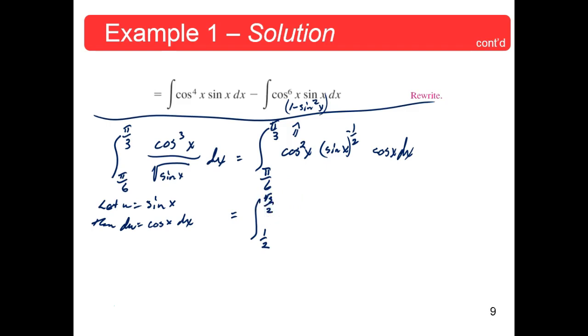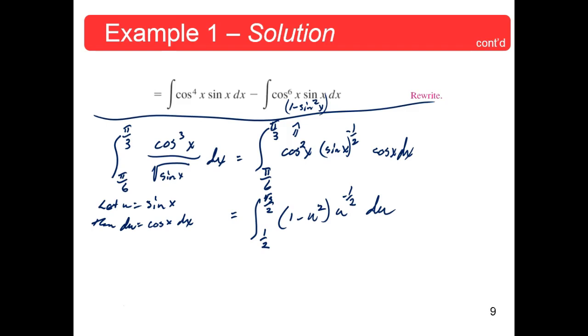Okay. And then the cosine squared is going to be 1 minus sine squared, but sine is u, so that's 1 minus u squared, right? Times sine is u, so this is u to the minus 1/2. And then your du is cosine x dx, so that's just your du. See how you got all those pieces in place with the limits changed and all like that.